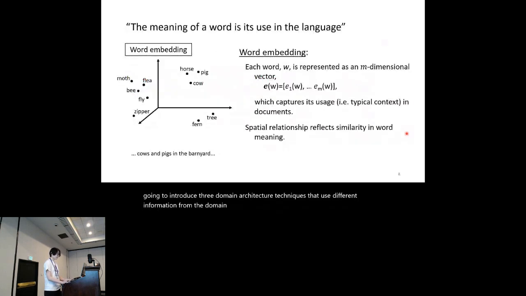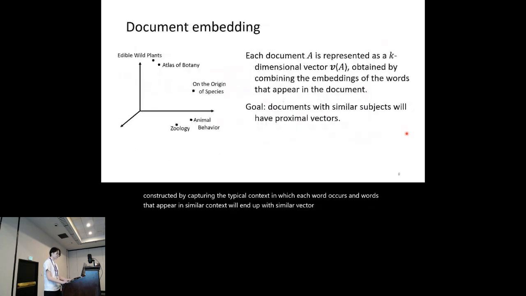In vector semantics, words can be represented as vectors in a high-dimensional space, such that words with proximal vectors have similar meanings. And this is based on the distributional hypothesis, which posits that a word's meaning can be inferred from the words it typically appears with. So word embeddings are constructed by capturing the typical contexts in which each word occurs. And words that appear in similar contexts will end up with similar vector representations.